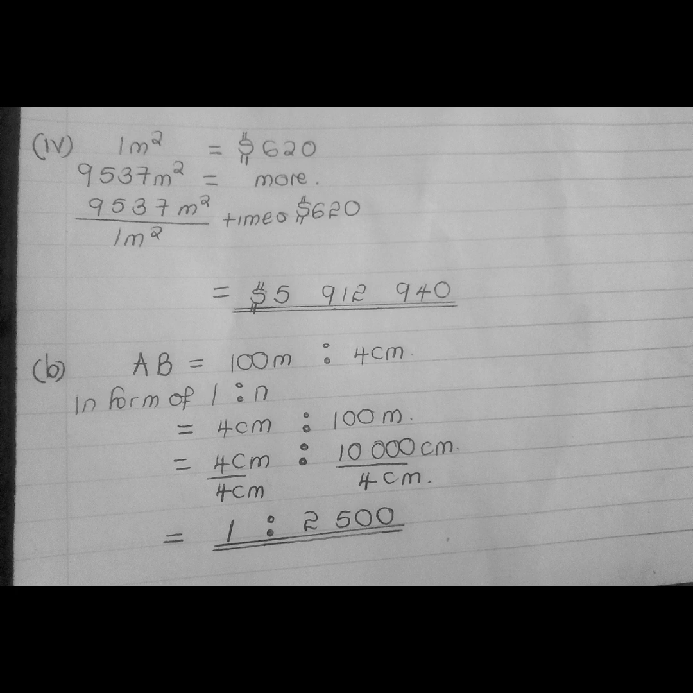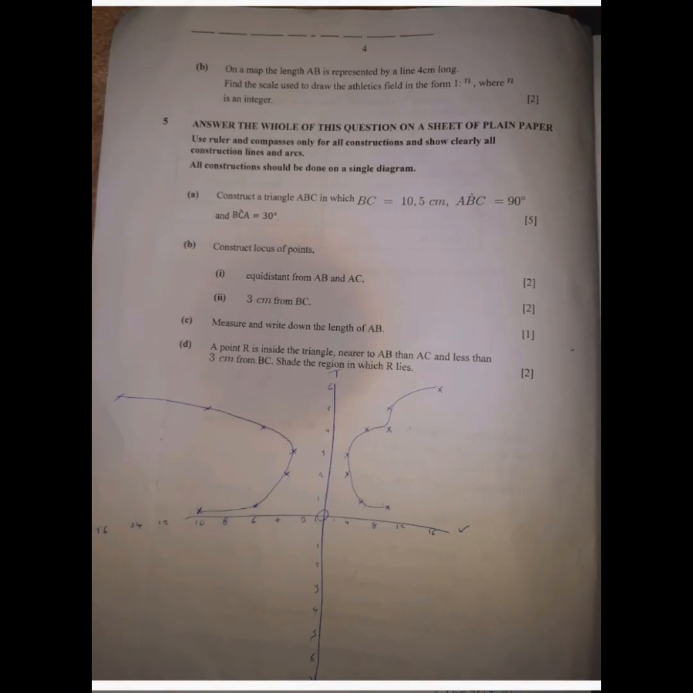It is going to be more. So we now say 9,537 over 1 times 620 in order to get our final answer, which is 5,912,940. And then we are also having that question on simple map problems.